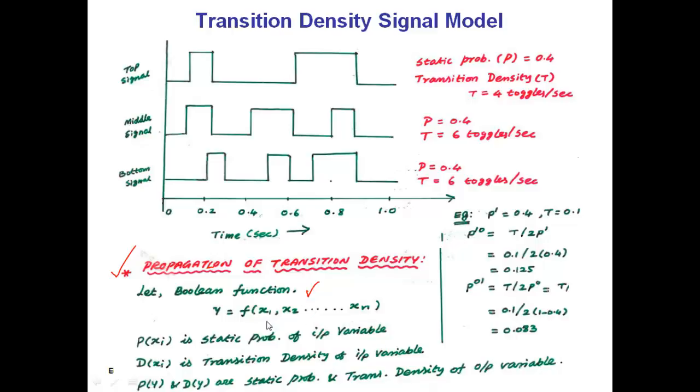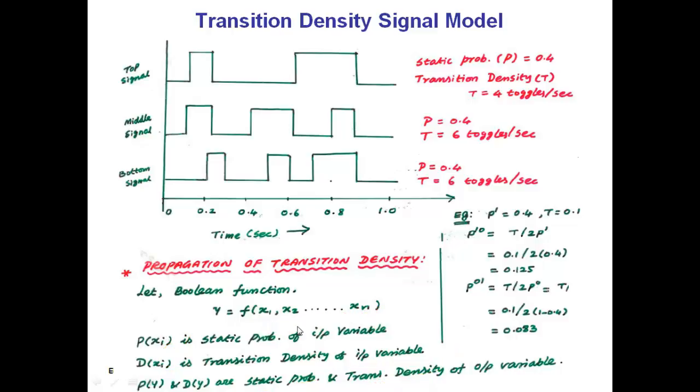For the Boolean function y is equal to f of x1, x2 up to xn, I go for calculating the static probability p of xi, and I would have the transition density for each of these signals. With the use of the probability of y for the particular output, and given the transition density of all the input variables xi, I will be able to measure the static probability and the transition density of the output variable in response to each of the inputs we have in the system.